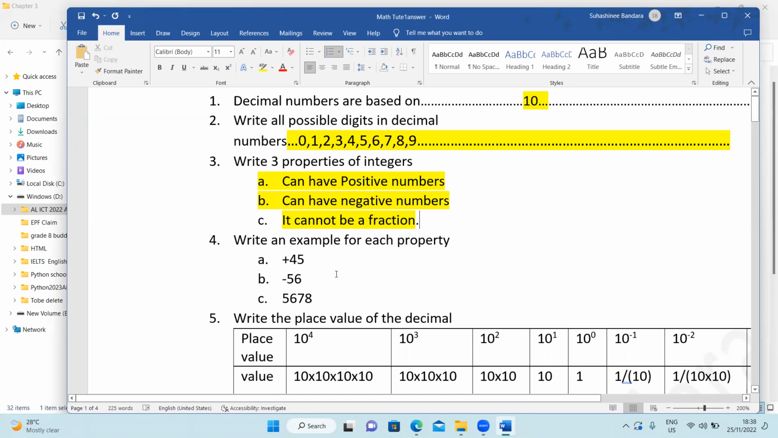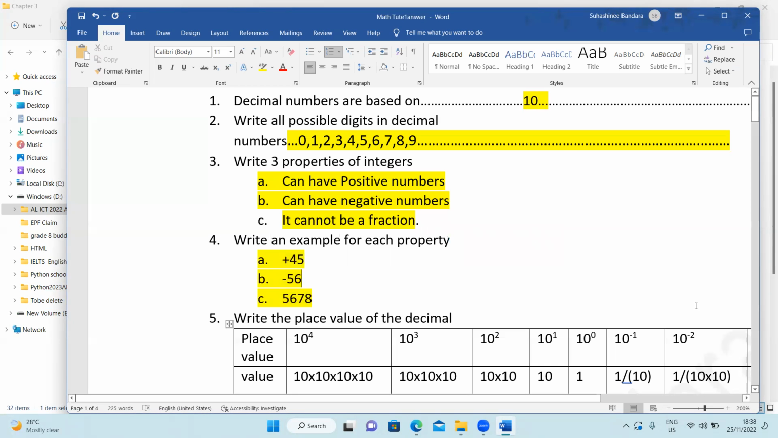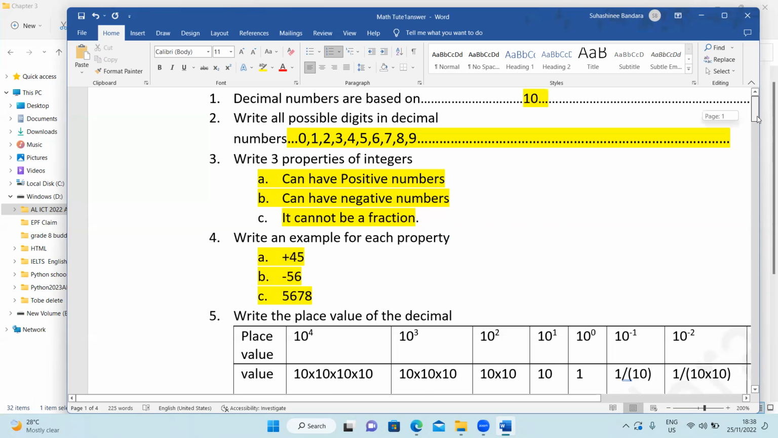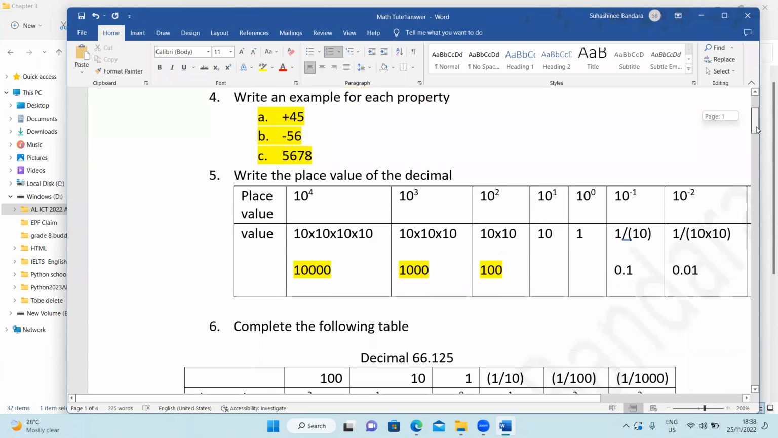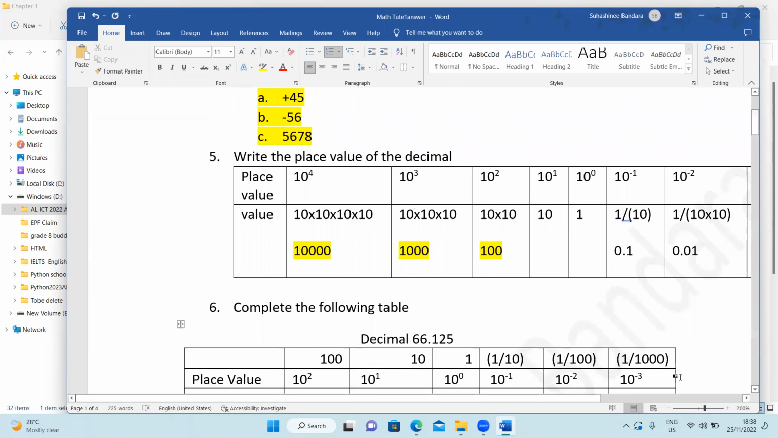Write an example for each property. We can write positive numbers as well as negative numbers like this. If you have written the answers with the positives and negatives, then give the marks. Then write the place value of the decimals. Okay, so the same tute I'm going to use for your binary number system as well. Therefore, that's why I gave this one.